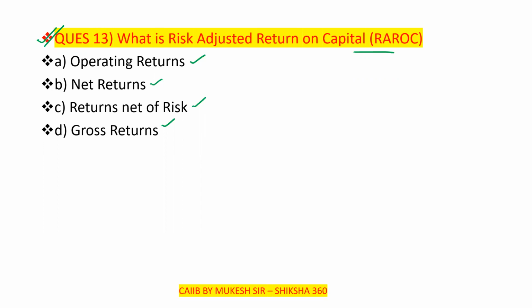So basically it is returns net of risk. Clear. So option number C is the correct answer. Basically it is returns net of risk. This is the answer. Clear.